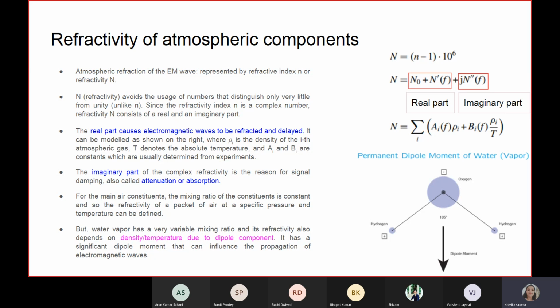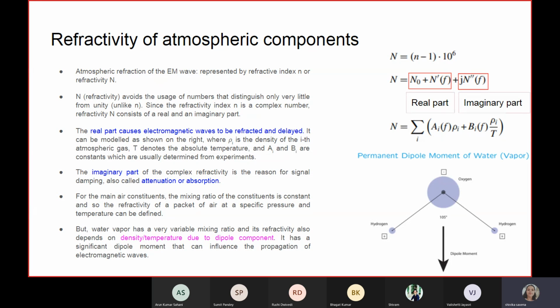If the numbers are very close to 1, like 0.00 something, very close to each other, then it is difficult to make a distinction between them. To avoid that, we are introducing a term called refractivity. So it avoids the usage of numbers that distinguish only very little from unity.